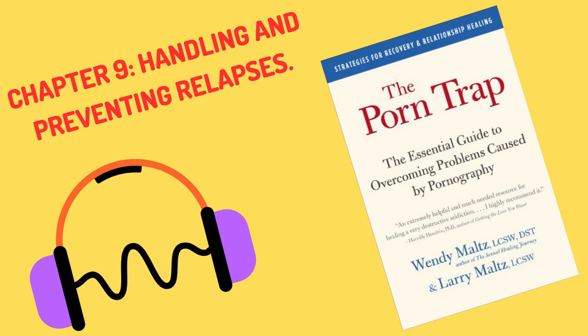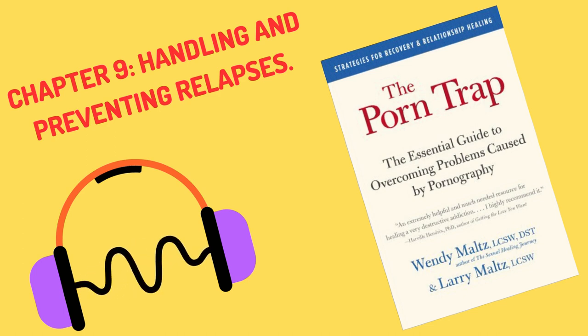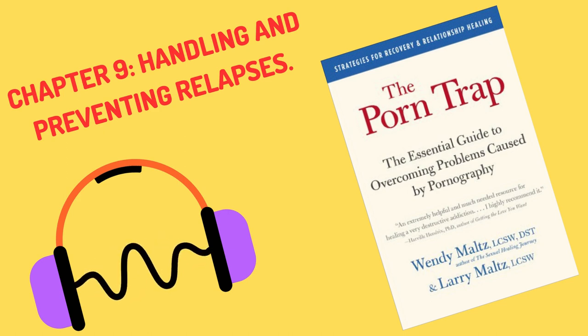strength and resilience. The authors then provide advice for preventing future relapses. They suggest identifying and avoiding triggers, building a strong support network, and continuing to engage in healthy coping mechanisms. They also recommend developing a relapse prevention plan, which includes specific strategies for identifying and managing triggers, as well as a plan for how to respond in the event of a relapse.